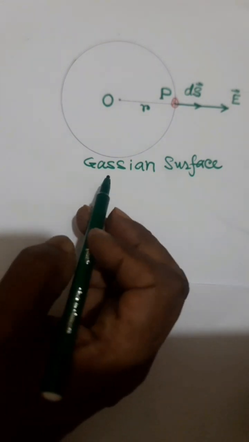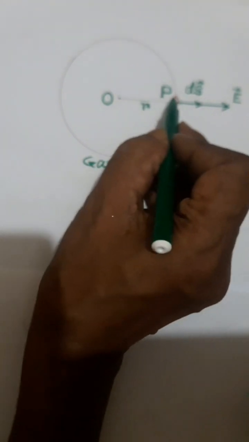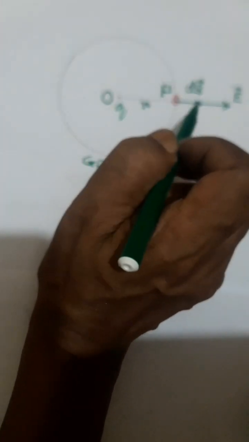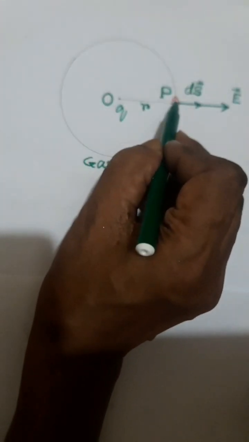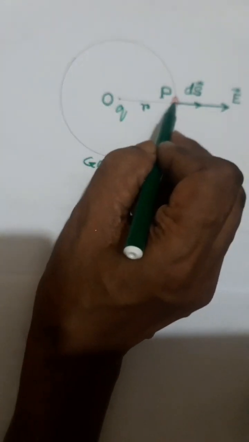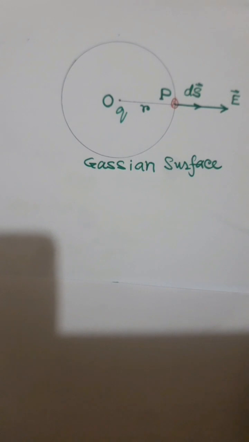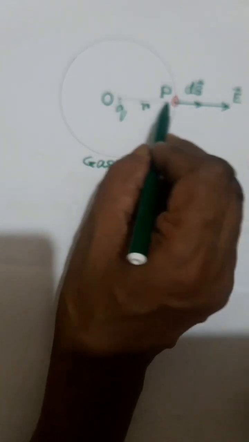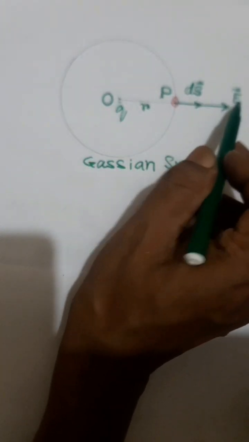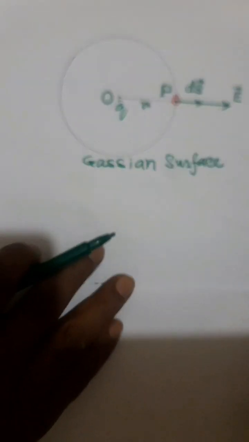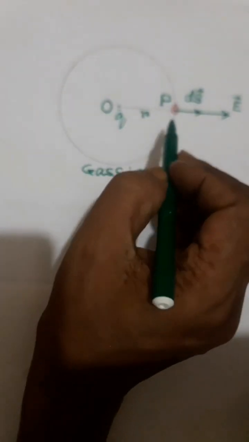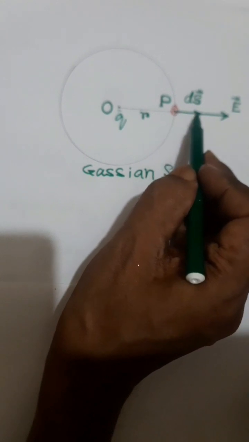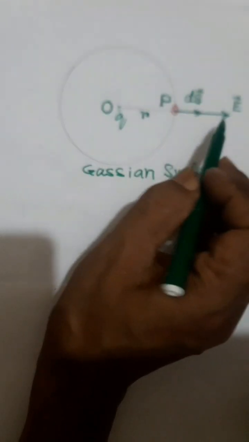Let us consider a charge Q at O. P be the point at a distance r from O. The electric field at P is along OP, as shown in figure. As Q is a positive charge, the electric field acts along a direction away from the charge.